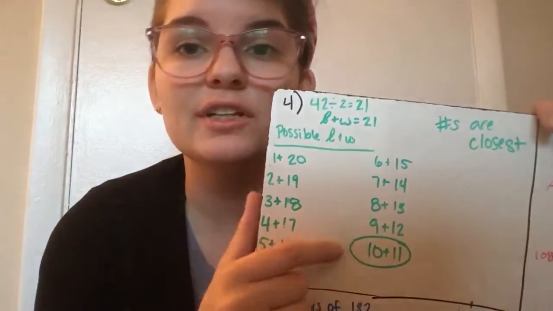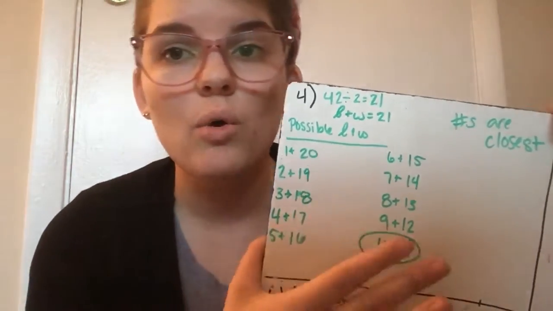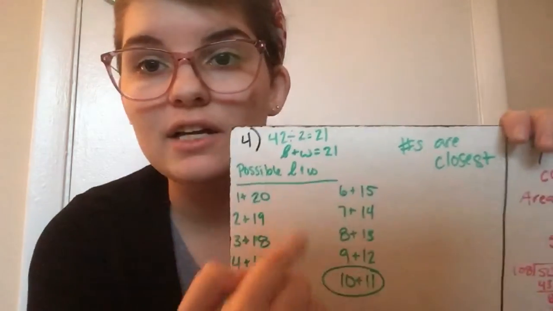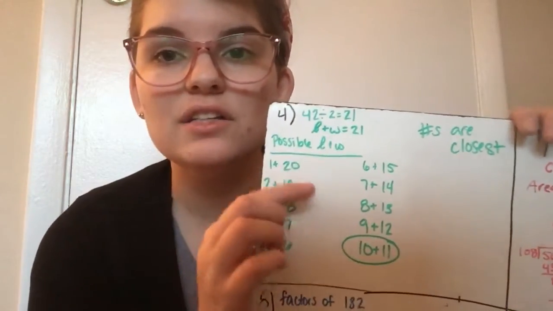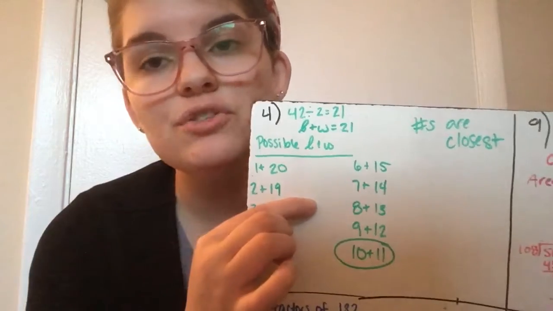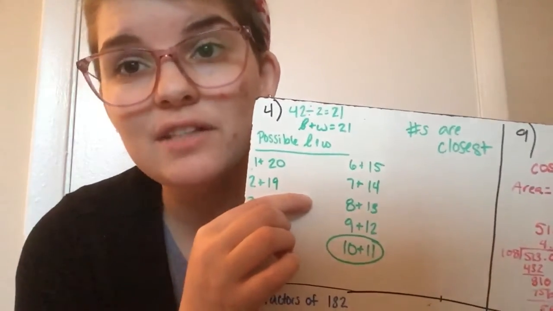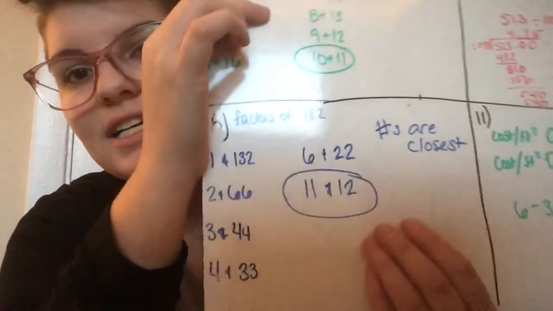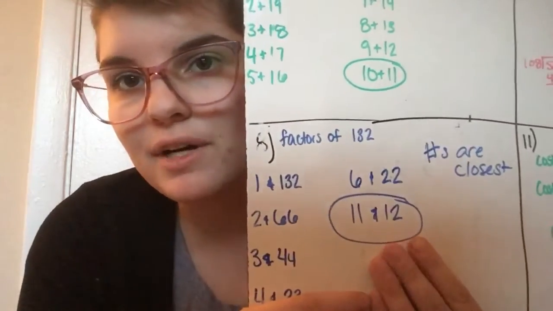It's pretty simple. So your length is 10, your width is 11, or your length is 11, your width is 10, either way. Again, you can go through and do it, but as a little shortcut, if you know which 2 numbers are the closest to each other, that's going to be your answer. It'll save you time.